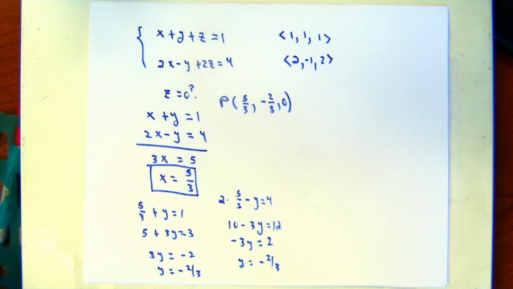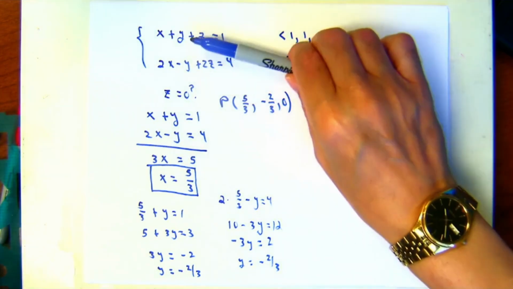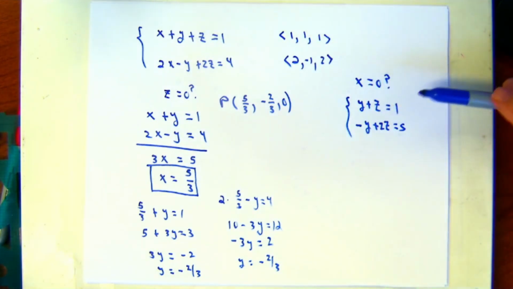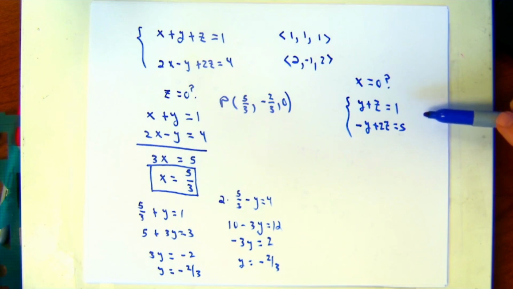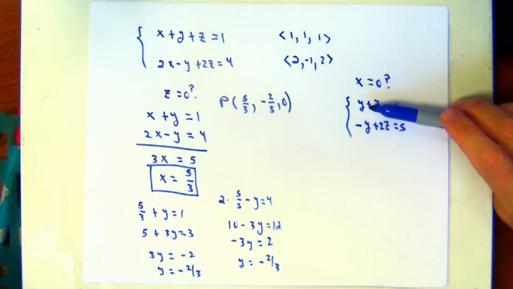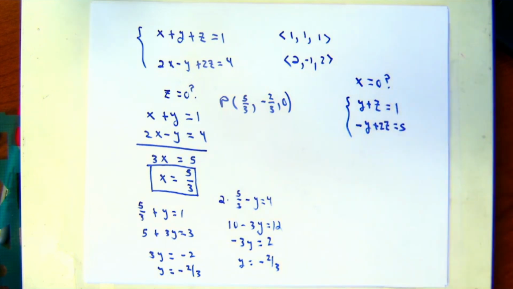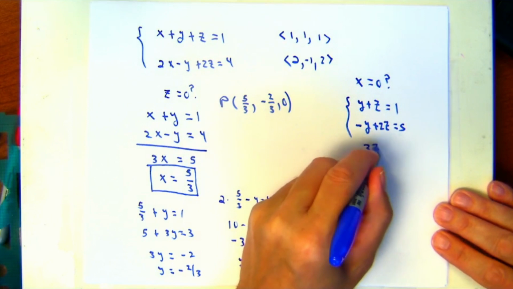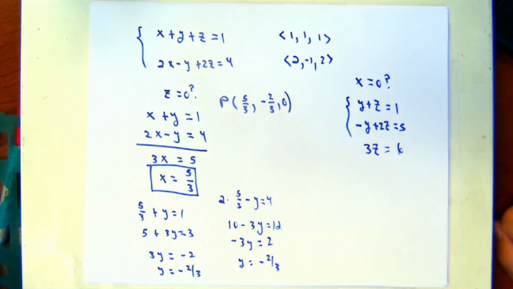I can now find some other point. Maybe there's another point on the line of intersection where, say, the x coordinate is 0. In my equations, set x equal to 0, that says y plus z needs to be 1, and negative y plus 2z needs to be 4. As before, I'm going to add the equations together. This time, the y's will cancel out. And I find out that 3 times z must equal 6.